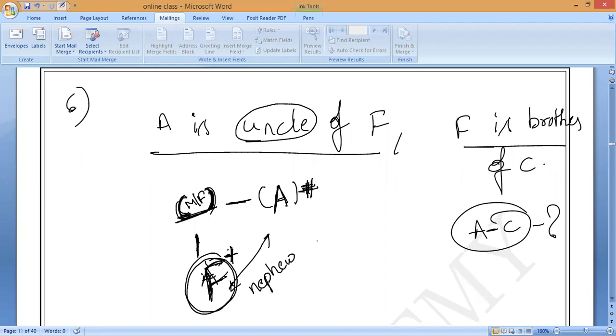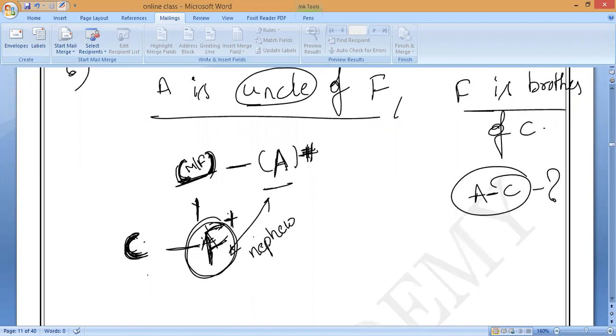Next, F is brother of C. What is the representation? Brother means plus, underscore C, correct? F plus C. So what is the relationship between C and A? A is the uncle of C, and C is the nephew or niece of A. Do you understand?